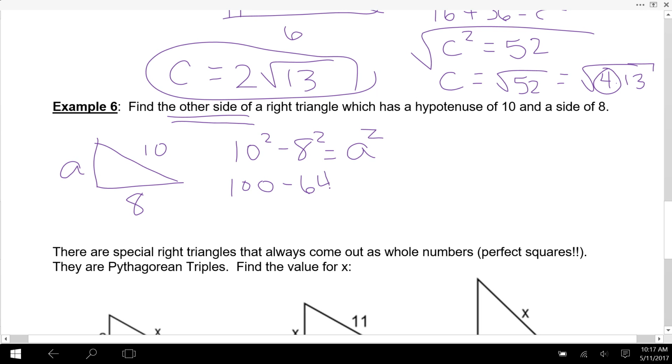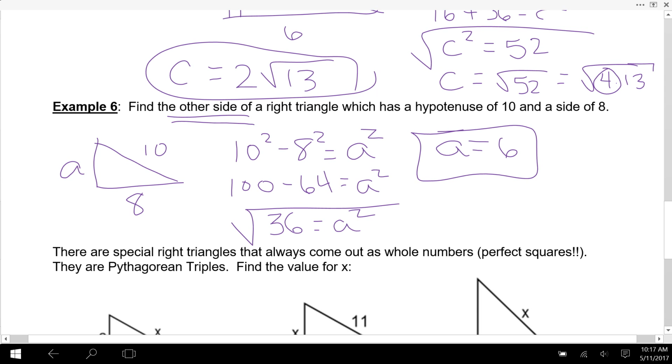100 minus 64 equals A squared. 36 equals A squared. Square root everything. A equals 6. Sometimes they're perfect squares and sometimes they're not.